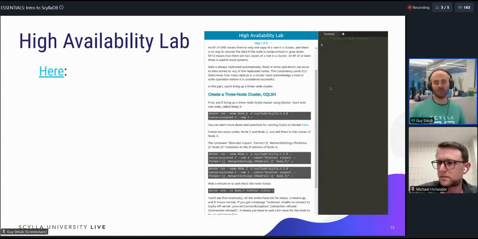And in this lab, you're going to create a 3-node cluster, which is more realistic because in production, we don't run single node clusters. And in that cluster, you're going to be performing reads and writes with different consistency levels. And we're also going to be simulating a situation where some nodes are down, they're unavailable.